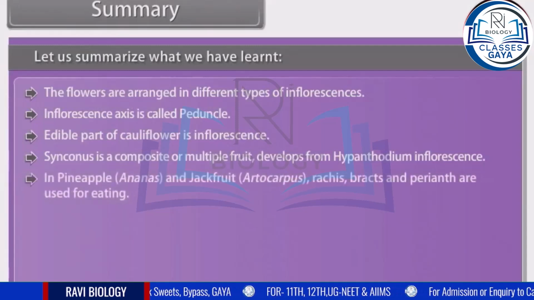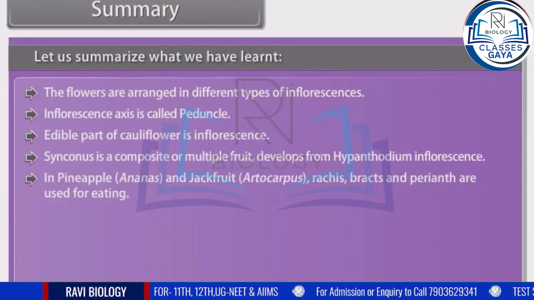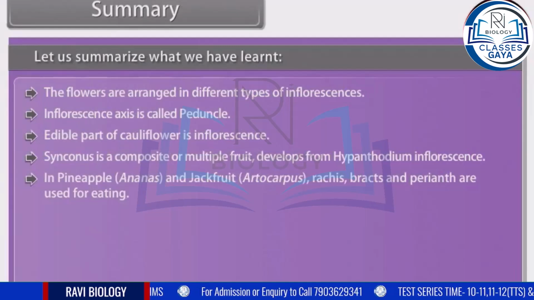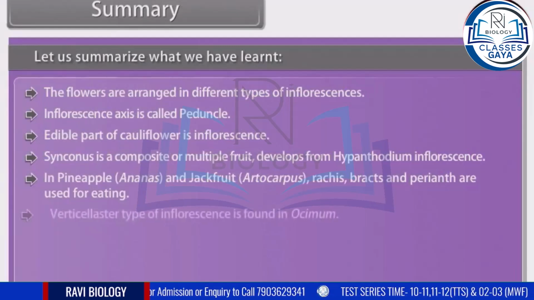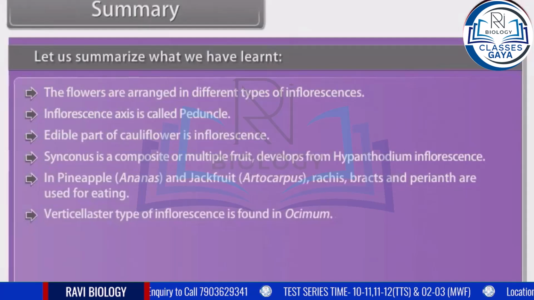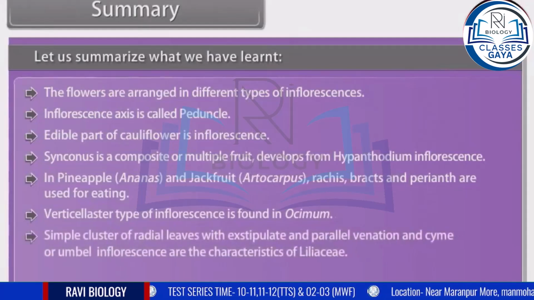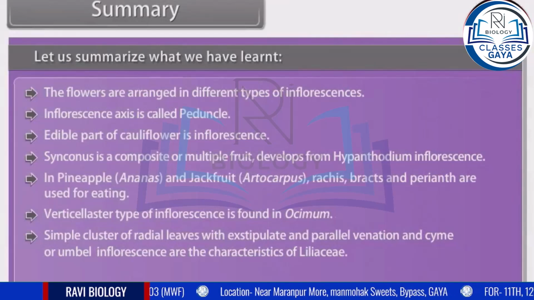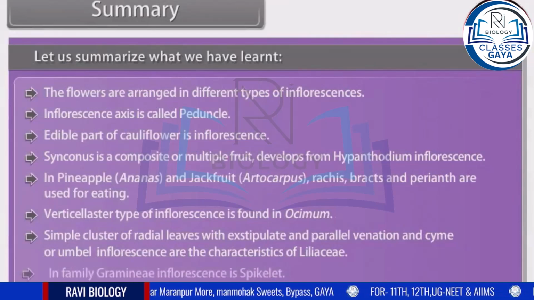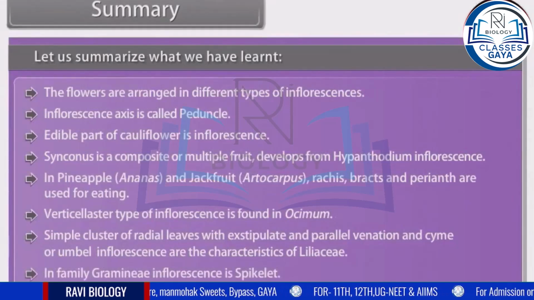In pineapple, ananas, and jackfruit, artocarpus, rachis, bracts, and perianth are used for eating. Verticillaster type of inflorescence is found in ocimum. Simple cluster of radical leaves with exstipulate and parallel venation and cyme or umbel inflorescence are the characteristics of Liliaceae. In family Gramineae, inflorescence is spikelet.